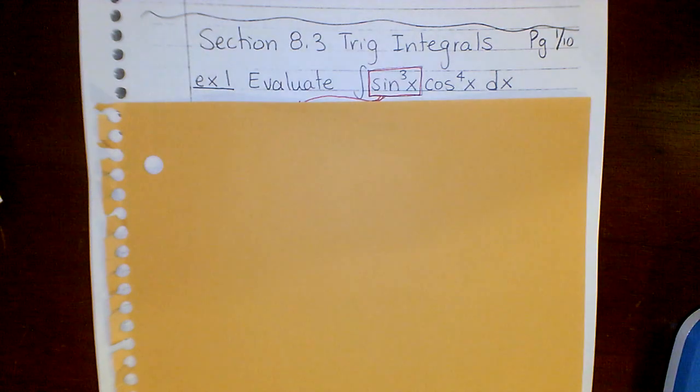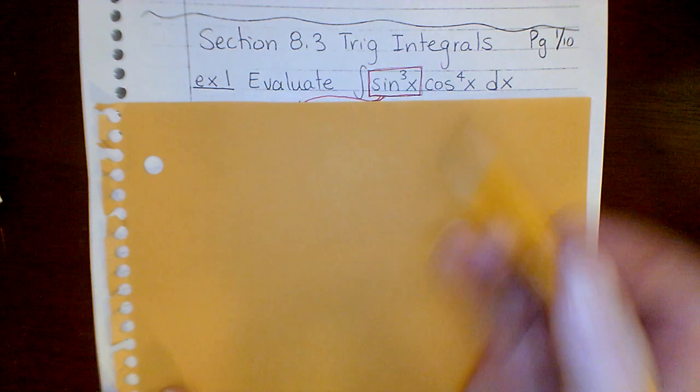So this is section 8.3, and this section is on trig integrals, specifically ones that involve sine and cosine and secant and tangent. These are a little bit different than what we have done in the past, in that you can't make a nice u substitution from the beginning. You have to manipulate it a little bit to get it into a form where you can use a u substitution. So let's just dive right into the first example here.